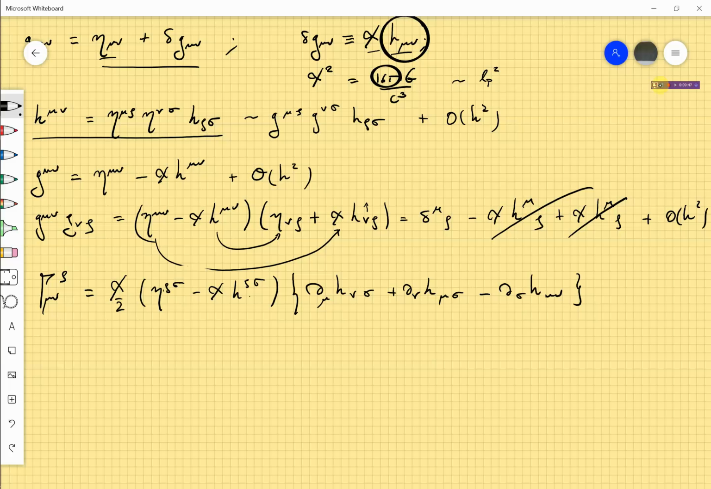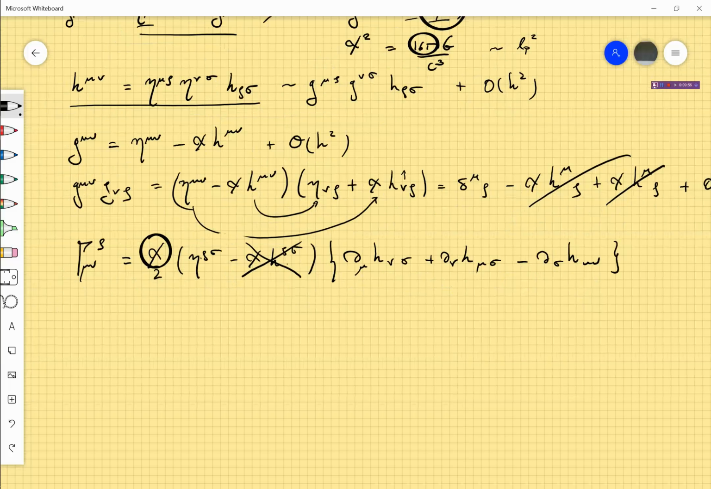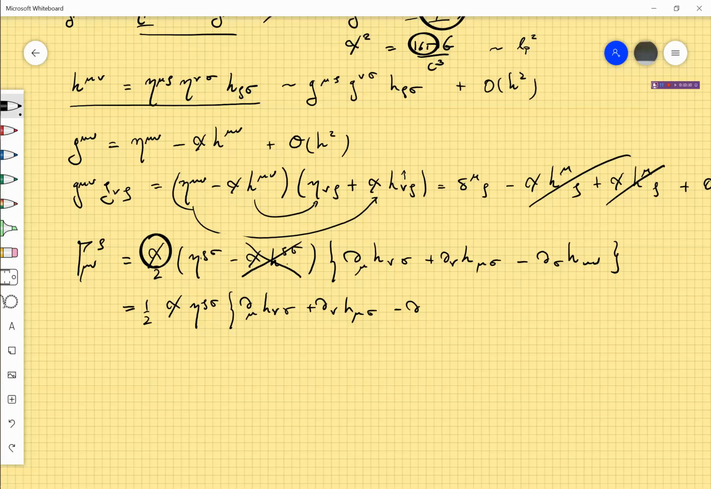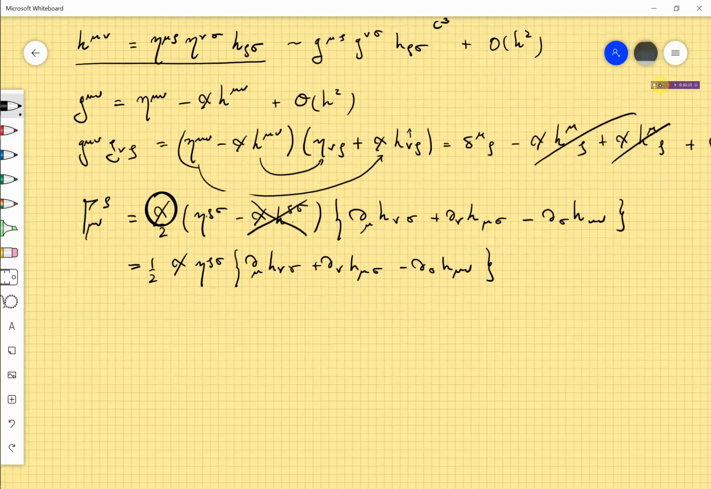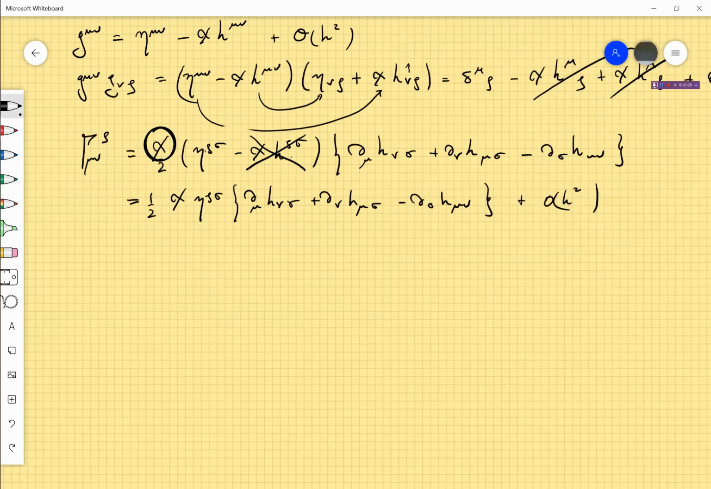But then, since there is already a chi here, and there is a chi here, this term does not contribute at all, and what we have is just 1/2 of chi eta rho sigma partial mu h nu sigma plus partial nu h mu sigma minus partial sigma h mu nu. As usual, plus terms of order h squared. Not so difficult.